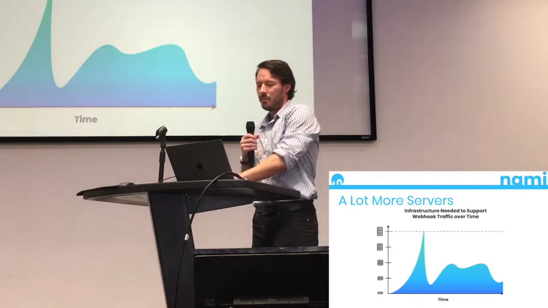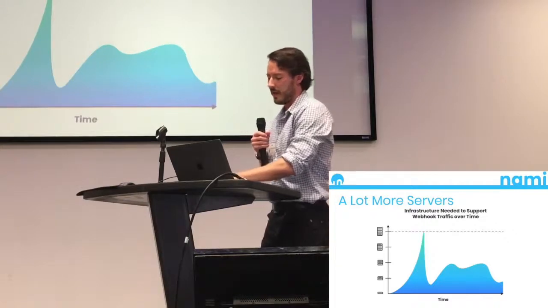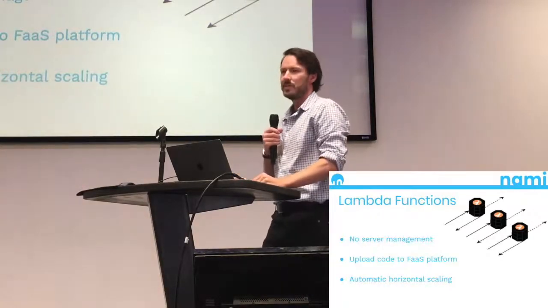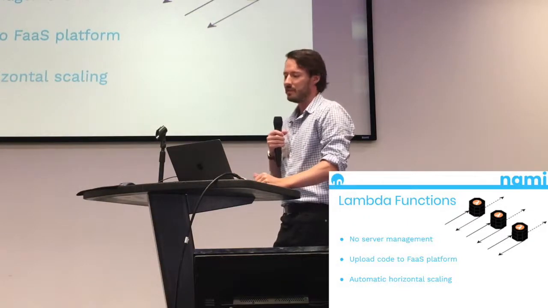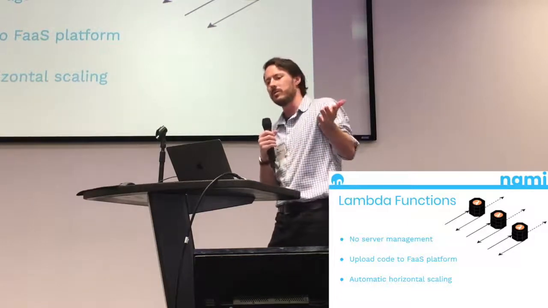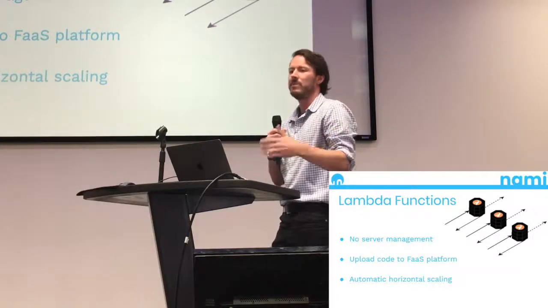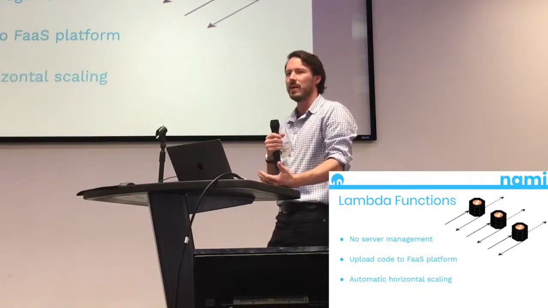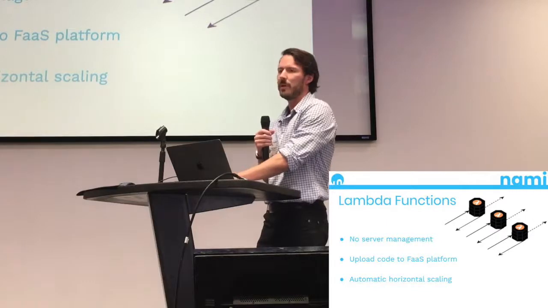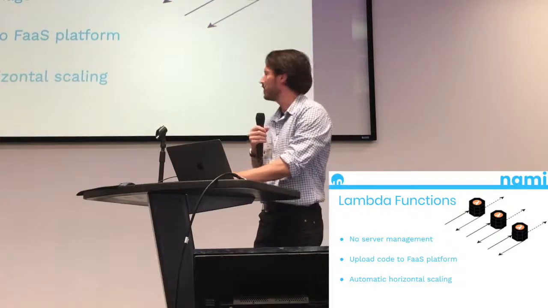Fortunately for us, there's a solution to this problem, and it's called Lambda functions. Lambda functions are AWS's function as a service, or FaaS, platform. FaaS is a platform that allows you to run code without having to manage your own servers. You can just upload your code to the platform, and then the FaaS provider will do everything in terms of managing resources and provisioning them. And most importantly, horizontal scaling is completely managed by the provider.